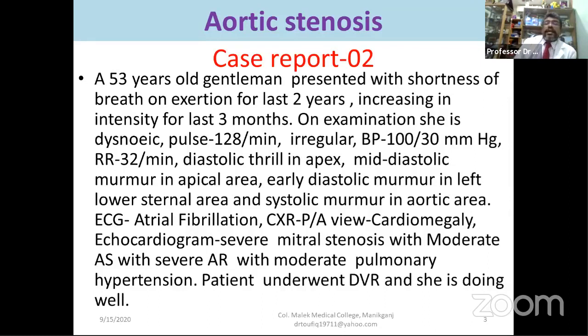And this is another case report. In some cases, a patient may have multiple valvular heart disease. That is, the patient may have aortic stenosis, mitral valvular disease or tricuspid valvular disease, or aortic stenosis with aortic regurgitation, or aortic regurgitation or mitral stenosis, or in different ways there may be combinations of multiple valvular heart disease. If I discuss a patient with multiple valvular heart disease, this is a 53-year-old gentleman presenting with shortness of breath on exertion for the last 2 years, increasing in intensity for the last 3 months.